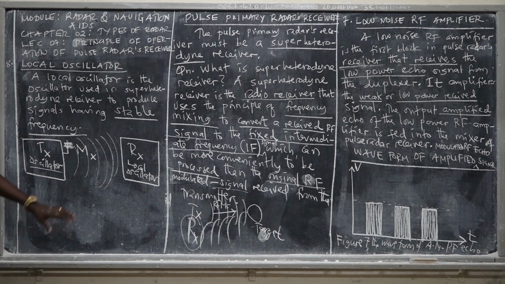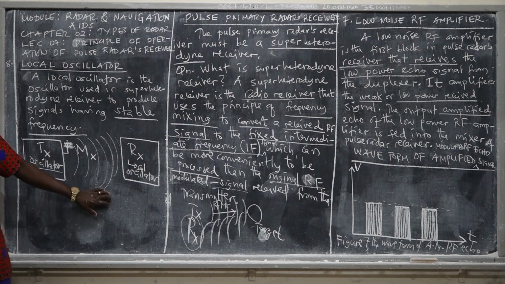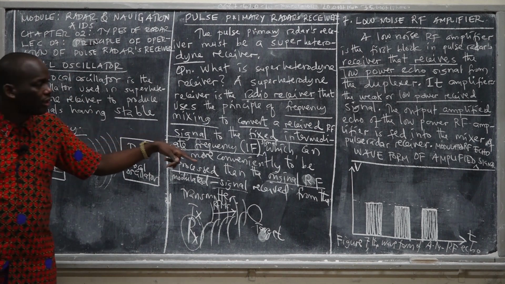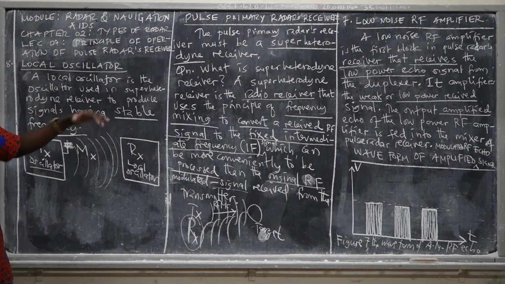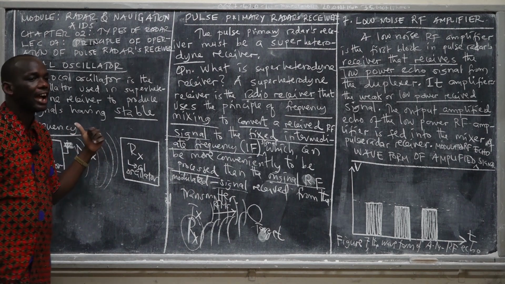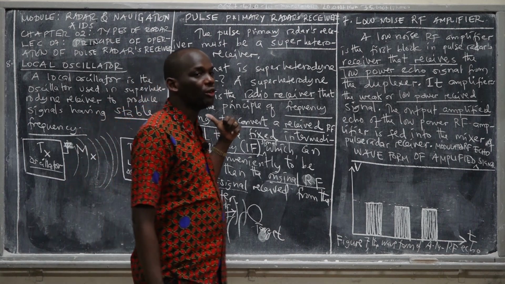But this one we call a local oscillator because it will produce a signal with a stable frequency, and then its output will be fed to the mixer, and then it will be mixed with the received, amplified, modulated RF echo signal to have IF. That intermediate frequency modulated signal will be amplified by the IF amplifier, and then demodulated by the demodulator or detector.